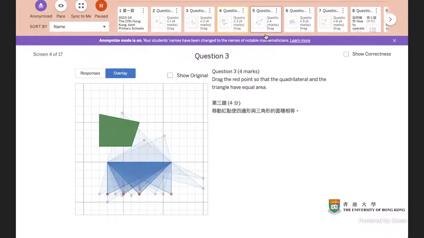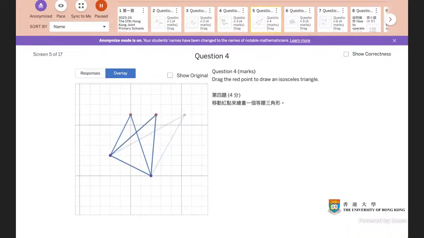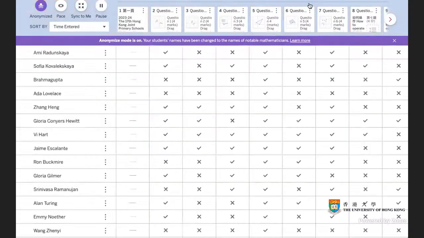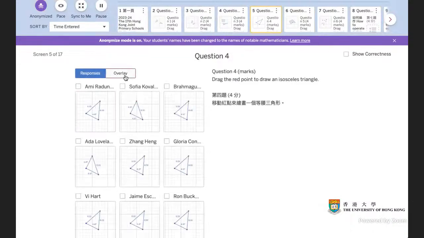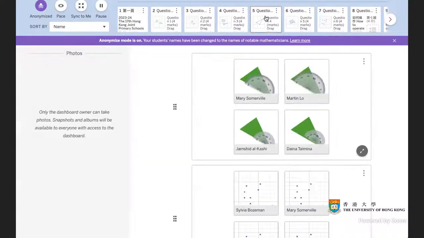How about another district? Here is another dashboard, and you can also see the results are quite similar. And let's see the third group. I'm now clicking on the third group. And this one, yes, is also quite similar, actually. How about the fourth group? Let's have a look.